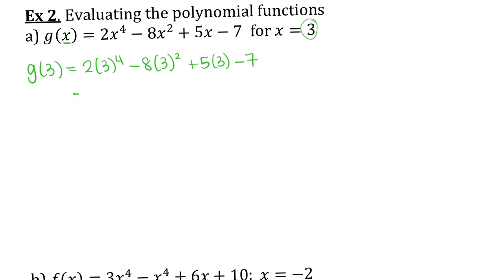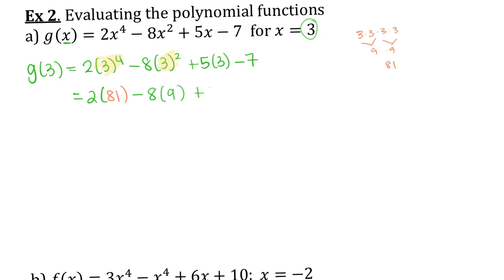Okay, watch your order of operations because you've got to do the exponents first. So I see I have to do the 3 to the fourth first, and the 3 squared first. The other ones don't have exponents, so I can do whatever I want there. Okay, 3 to the fourth. 3 times 3 is 9. 9 times 3 is 27. 27 times 3 is 81. So 2 times 81 minus 8 times 3 squared, which is 9.